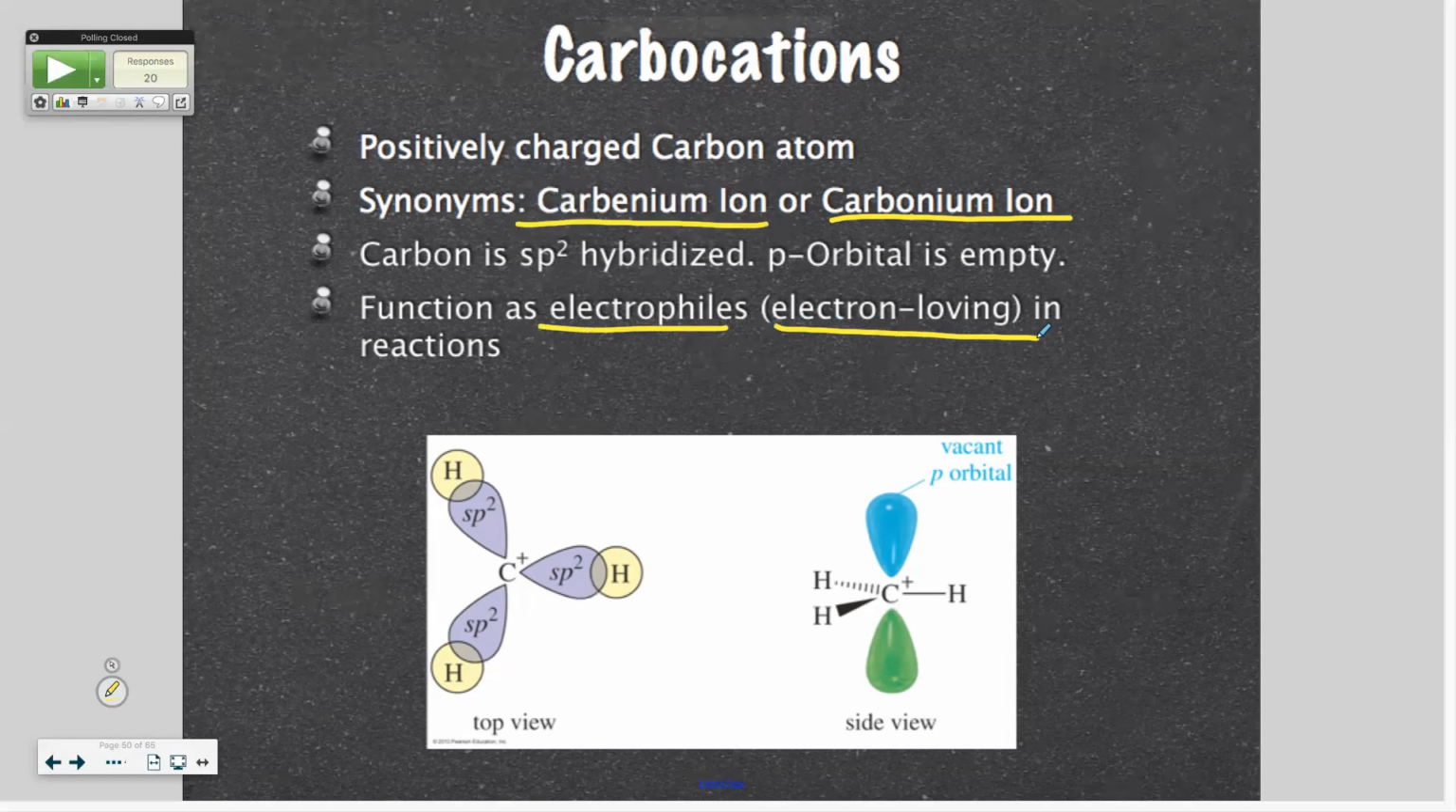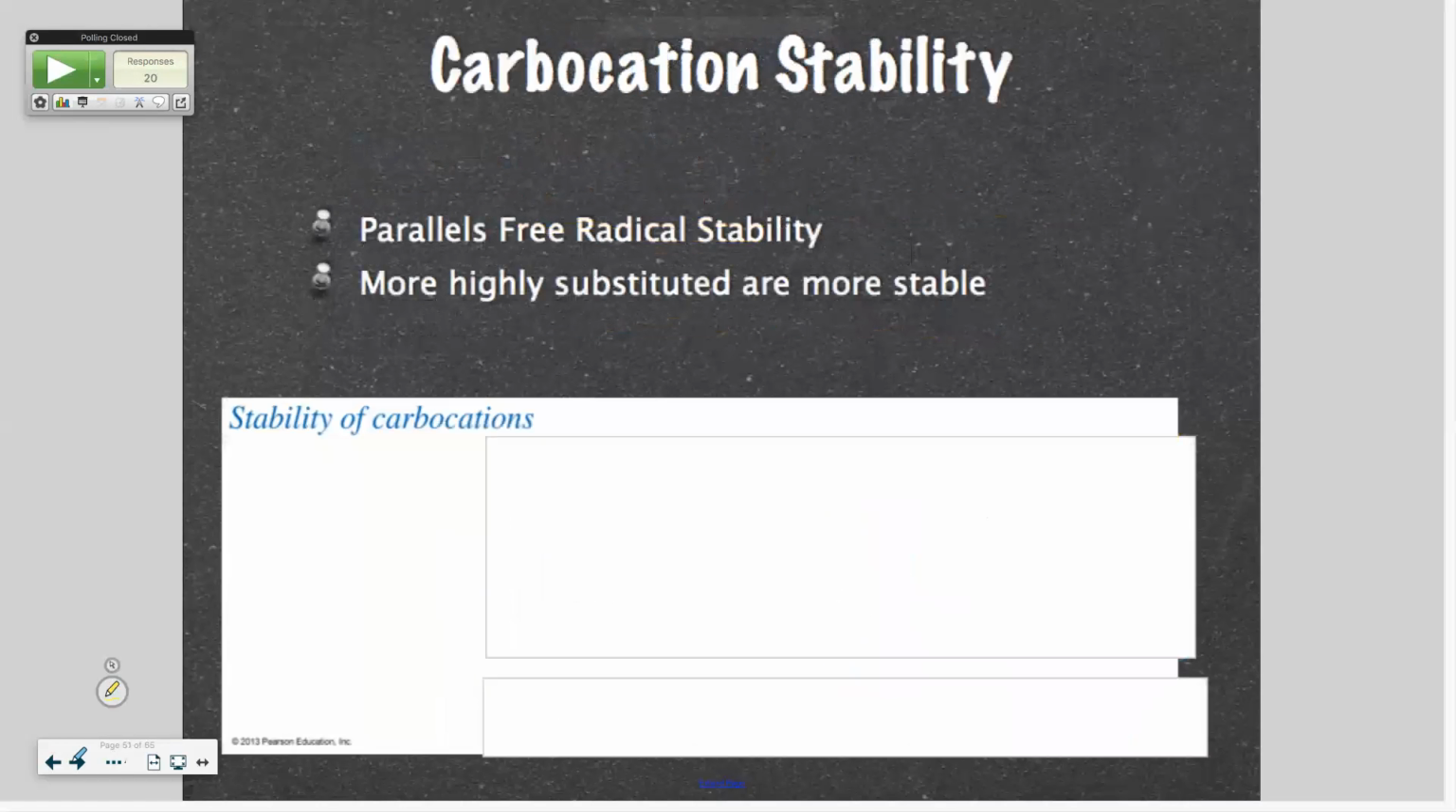Okay, this is looking down from the top, and this picture over here, it's sideways, and this is the empty p orbital right here, aka vacant p orbital. We will be using them as intermediates in reactions. Okay, carbocation stability parallels free radical stability. The more highly substituted are more stable.